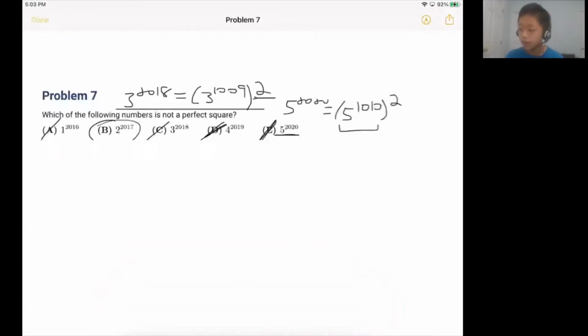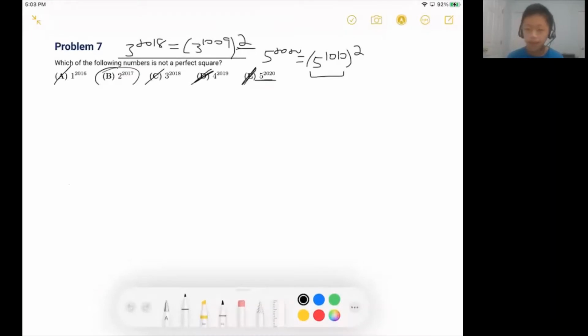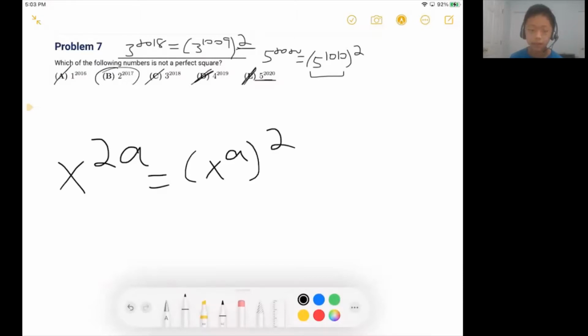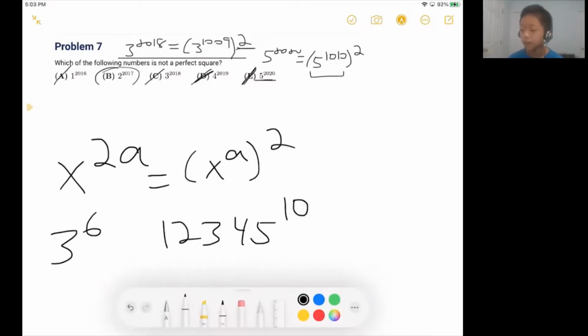If you were to have, for example, the number x raised to the 2a power, I'm just using 2a to emphasize it's an even number, so we have the 2 in front, then you can always write this as x to the a, squared. So any number to the even power is always going to be a perfect square. Like 3 to the power of 6 is a perfect square. Like 5 to the power of 108 is also a perfect square. As long as this exponent here is even, then it's going to be a perfect square.